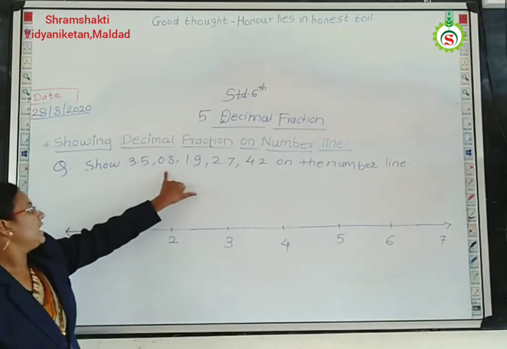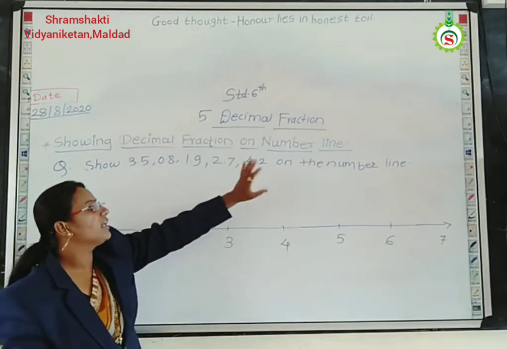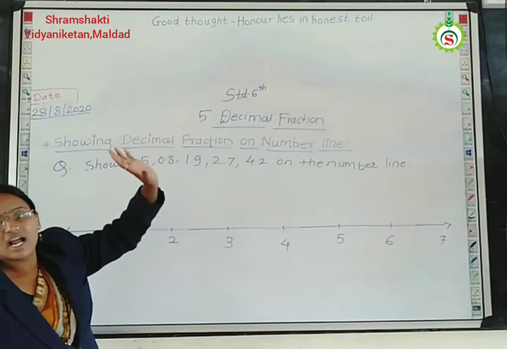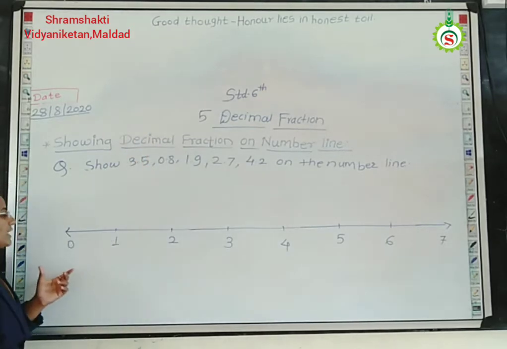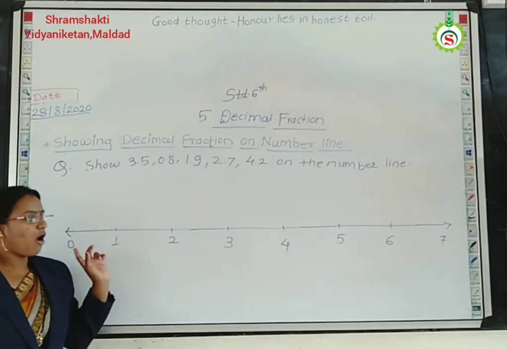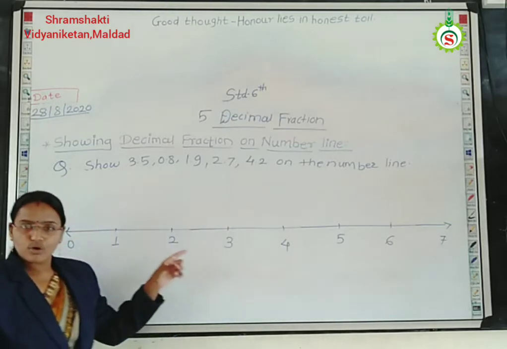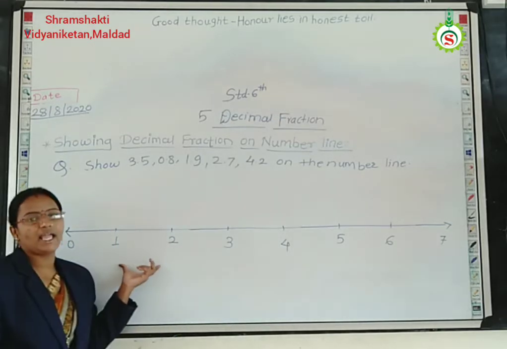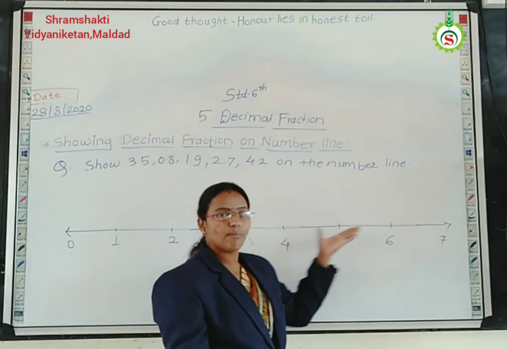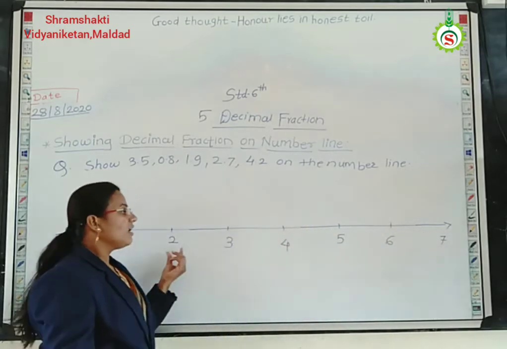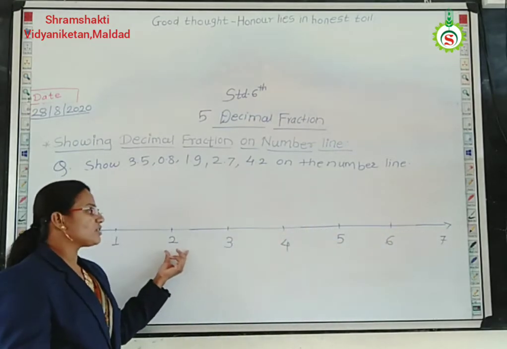Here a point is given in all the numbers. That's why it is called a decimal number. Okay students, here I draw one number line. So you know what is meant by number line. A number line is a simple line that contains numbers on it.